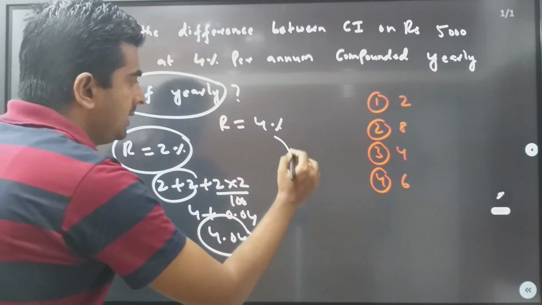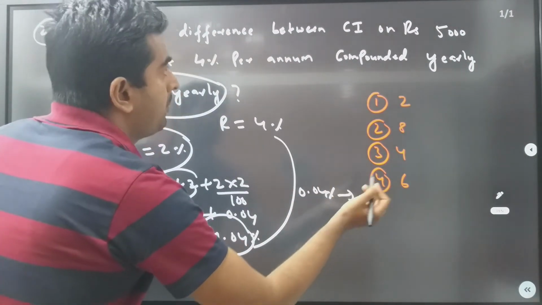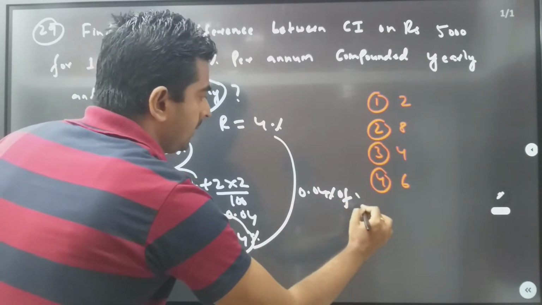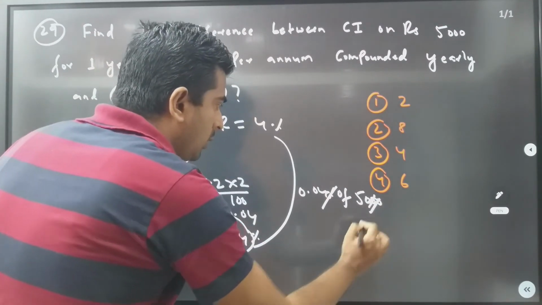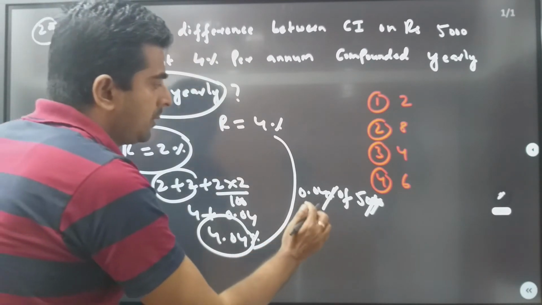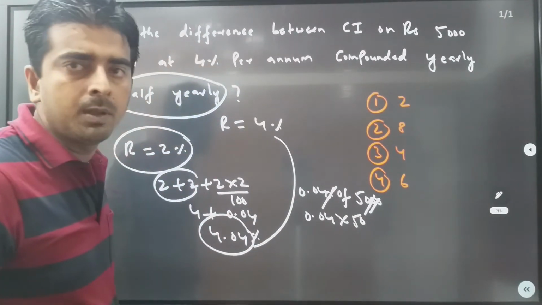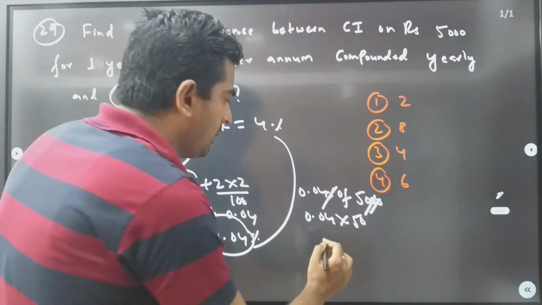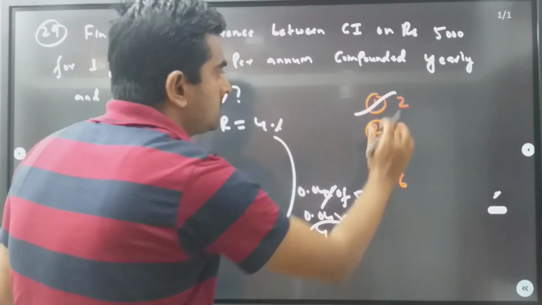Right? Difference is how much? 4.04% minus 4% is 0.04%. And of principal is how much? 5,000. Percent and doubles will go out. 50% of 0.04, right? 0.04 into 50. How to multiply a number by 50? 100 by 2. 0.04 into 100 is how much? 4. 4 by 2? 2. My answer is first option.